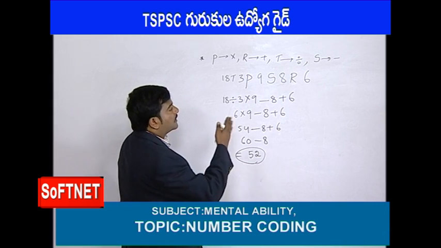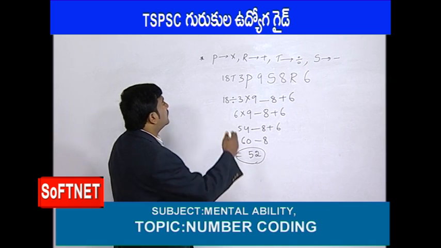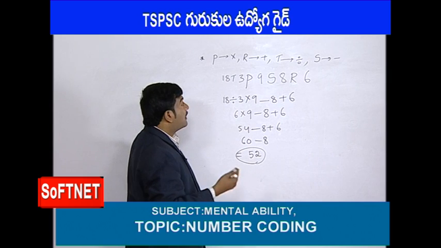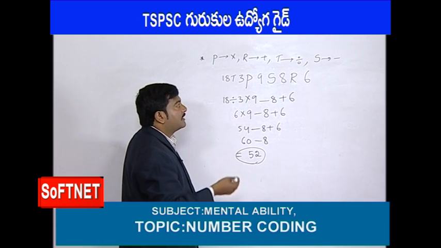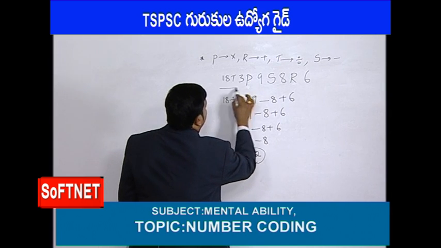Okay, so he gave a condition. The given kind of coding. What is the given coding? In a certain code language, P means into, R means plus, T means divided by, S means minus, and so on. And he asked to find the value of this.